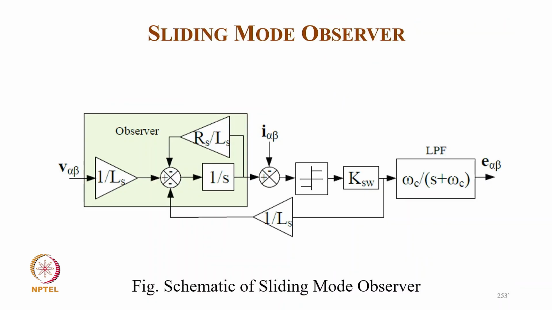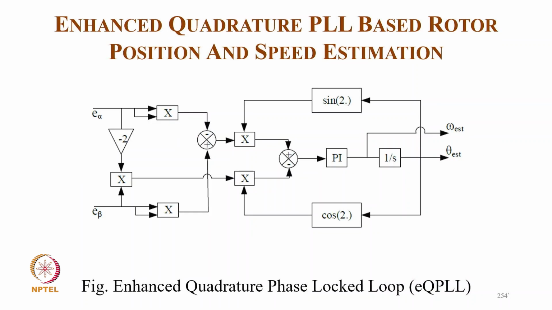And this is the block of your sliding mode observer. So we have V alpha beta, 1 by S LS, and from feedback we get typically I alpha beta. With the feedback I alpha beta we go to the limiter and K_SW, then we go to the low pass filter to get the back EMF E alpha beta, from which we can find out typically the position and speed also. And from E alpha beta we get the position and speed from this estimator using a quadrature phase-locked loop.